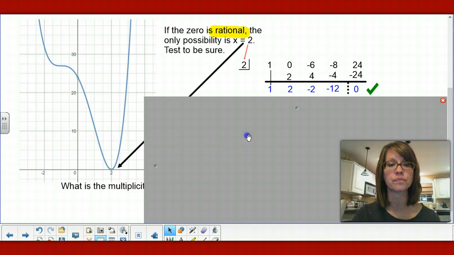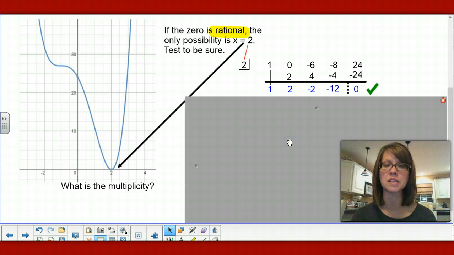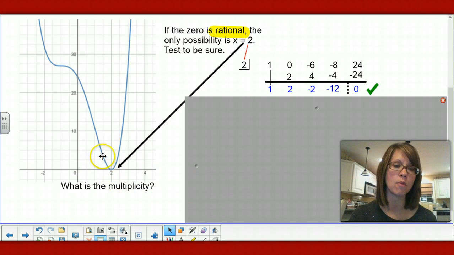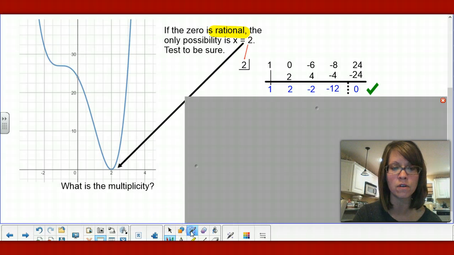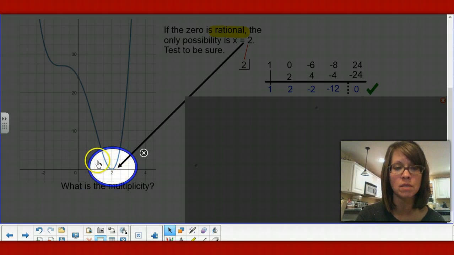Okay, now, I have a little note over here. Think back to multiplicity from lesson 3. What would you say the multiplicity of this 0 is? Remember the behavior. Let's see if I can do this with the mouse. Yes. All right, the behavior of our graph at the 0 tells us the multiplicity.